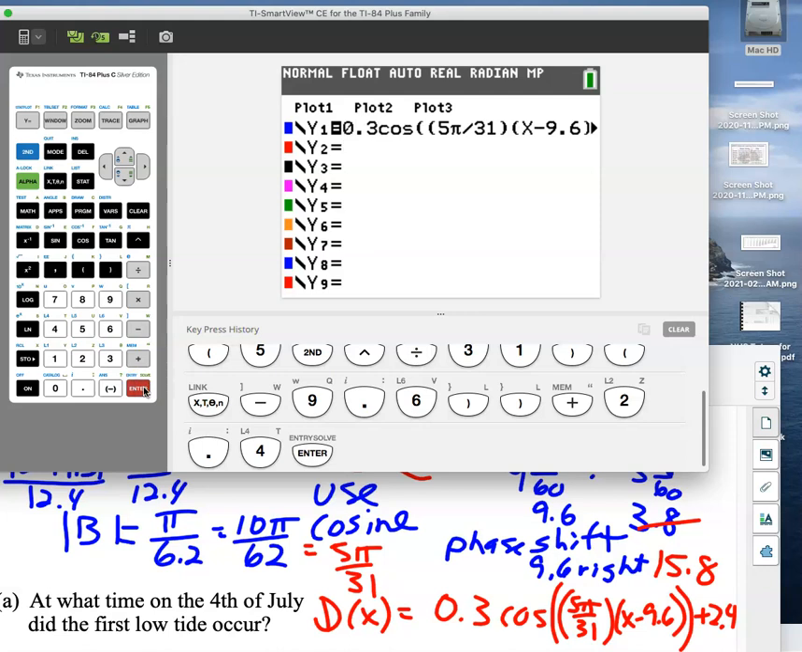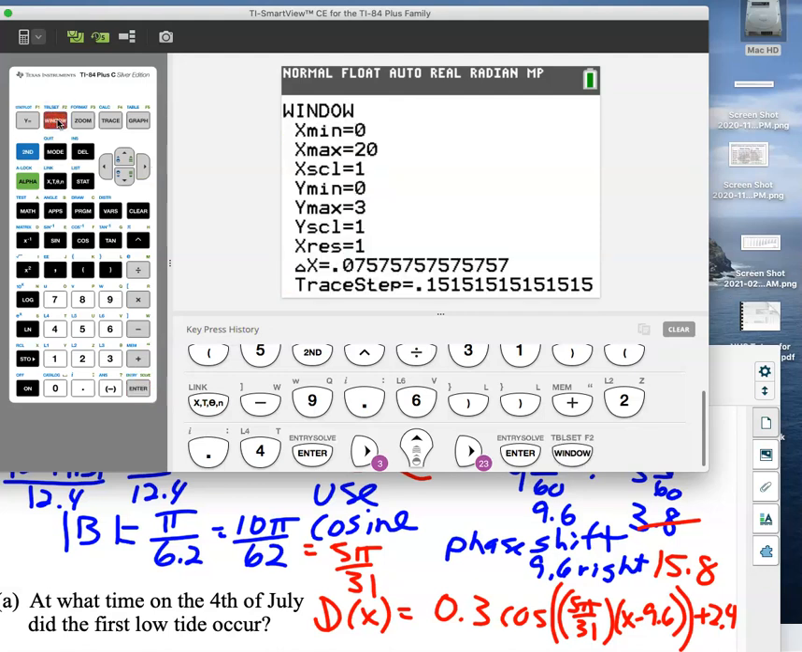0.3 cosine 5 pi over 31 x minus 9.6, and I know I punched in a plus 2.4, but never hurts to take a second look. Got it. Window.